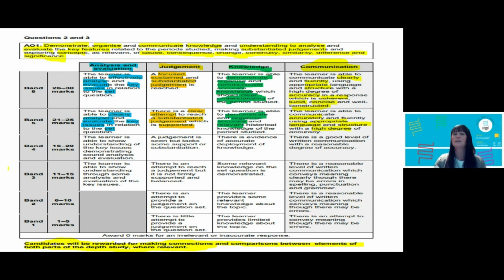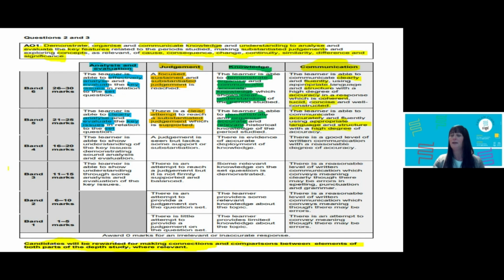And for band 6, the learner is able to demonstrate, organise and communicate accurate knowledge, which shows clear understanding of the period study. So you've got that clarity coming through in that top band.